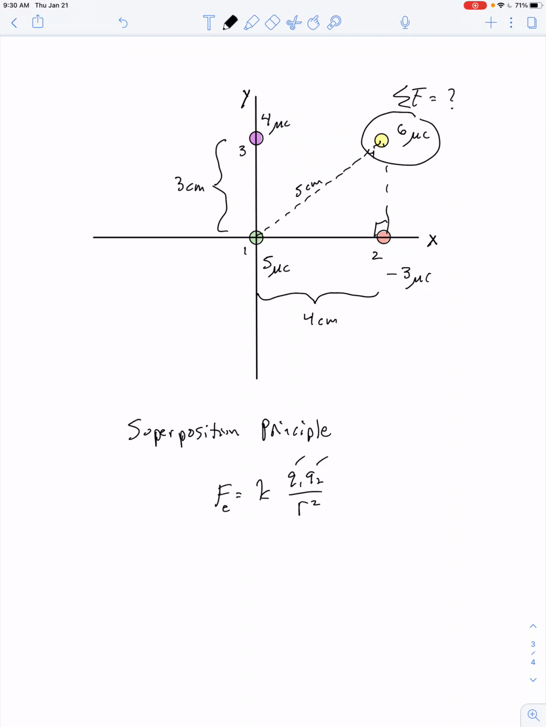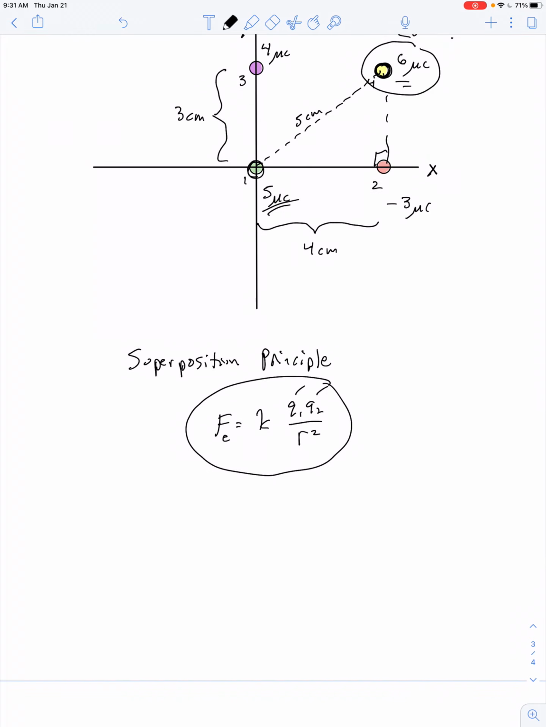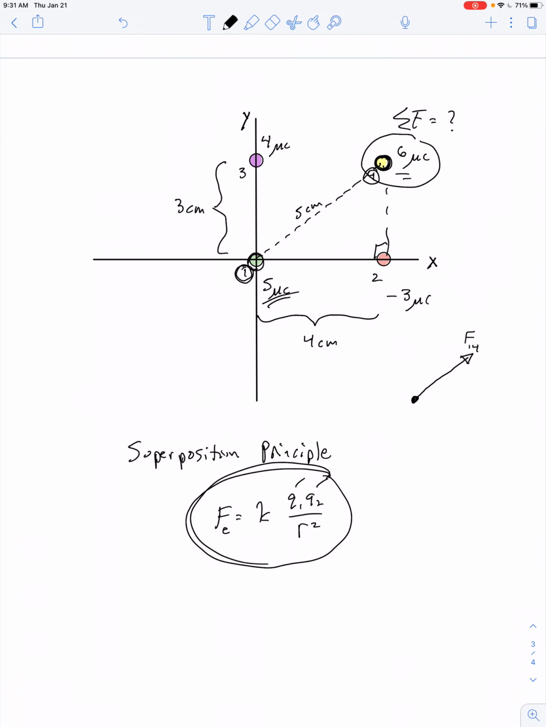So the only way to solve this is to apply Coulomb's law 3 times. We'll find the force between charge 1 and charge number 4. Since both these charges are positive, if you allow me, I'll make a free body diagram for the 6 microcoulomb charge. So I'm going to put a dot right here. I'm going to say there's got to be some force pushing this way, which represents the force between charge number 1 and charge number 4. So I'll just use this notation. We'll call this F14. And we'll use Coulomb's law to figure out the magnitude of that force.